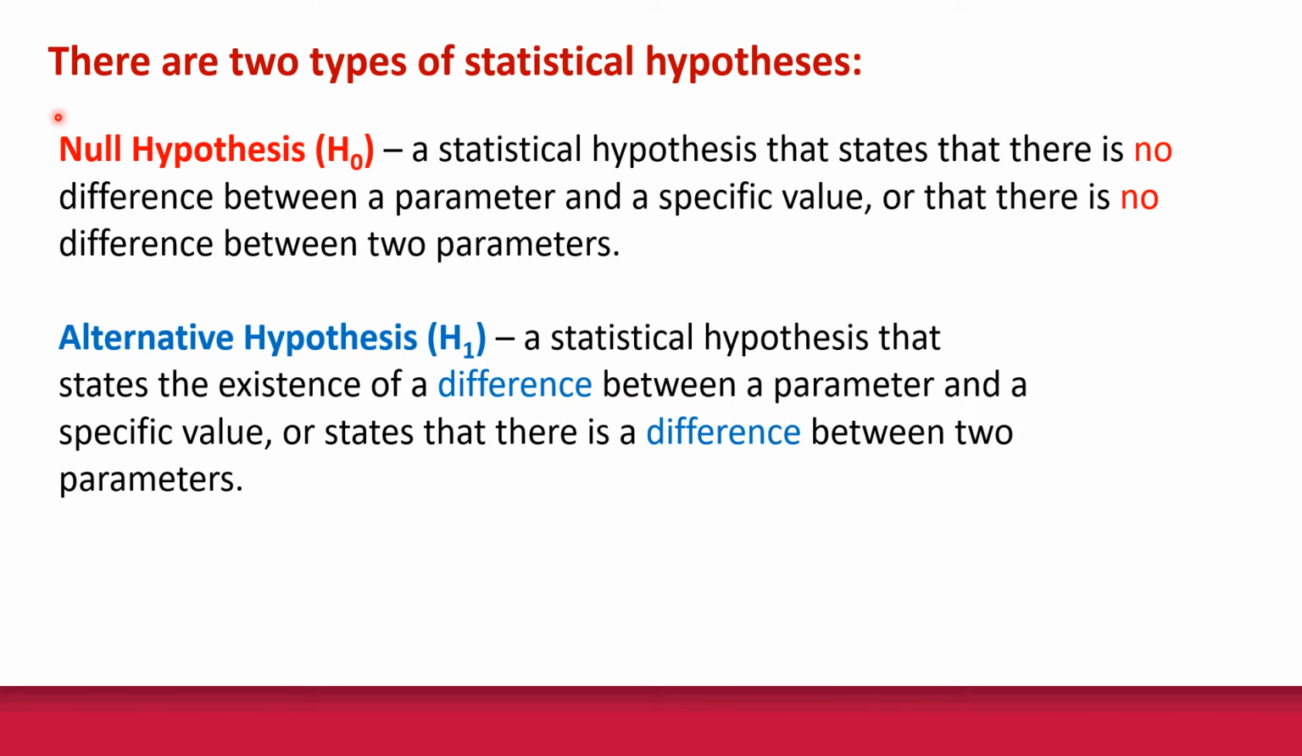There are two competing types of statistical hypotheses. One is known as the null hypothesis, represented by H0. This states that there's no difference between a parameter and a specific value, or no difference between two parameters. The alternative is that there is a difference. And we'll see how this applies in a couple of examples.